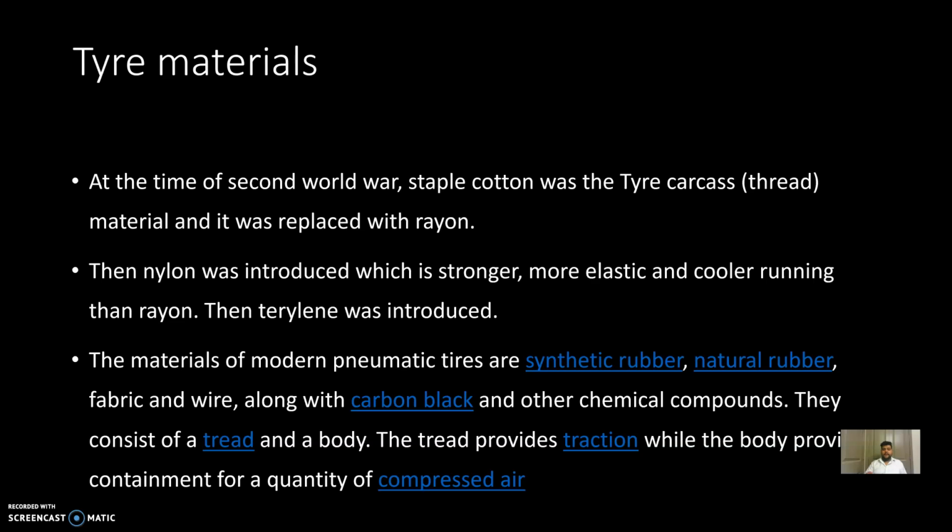Then polyester was introduced. Nowadays, the materials of modern tires are synthetic rubber, natural rubber, fabric and wire, along with carbon black and other chemical compounds. They consist of a tread and a body. The treads provide the traction, while the body provides the containment for the compressed air.